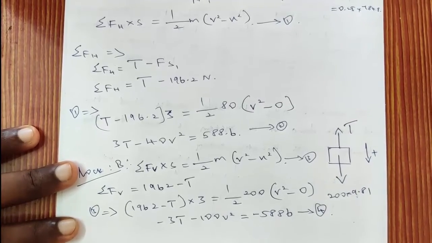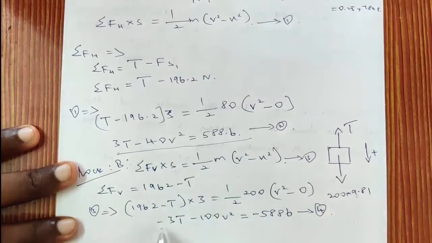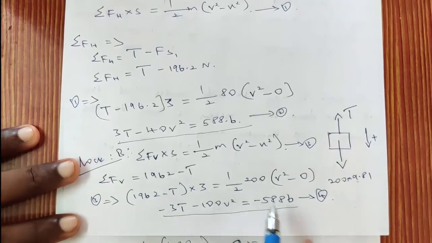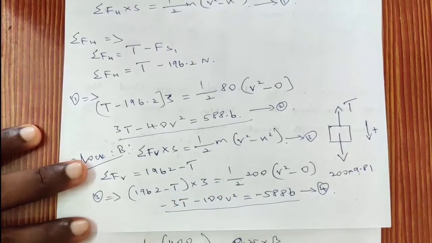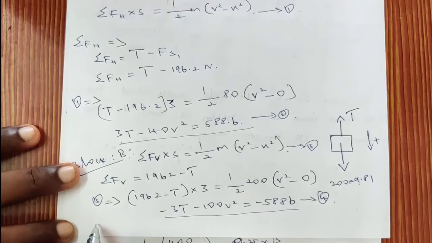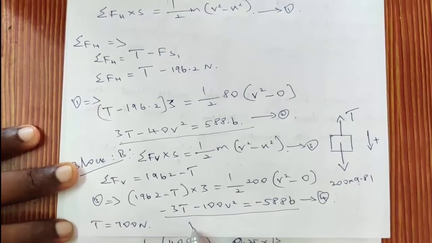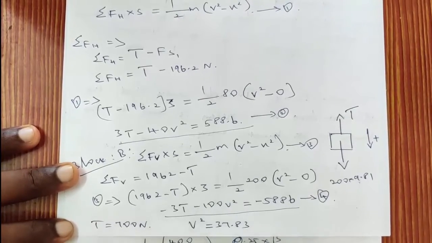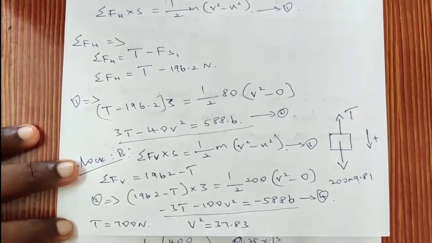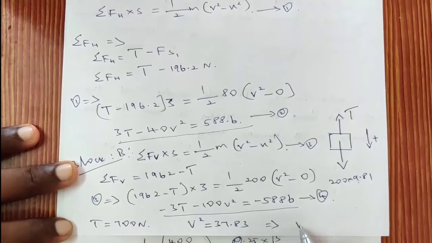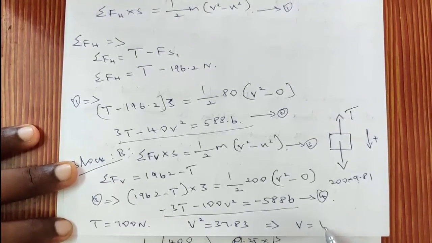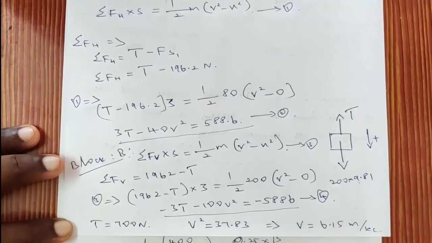Now we have two equations and two unknowns. If you solve these equations, finally you will get T is equal to 700 Newton and v square is equal to 37.83. From the v square we can calculate the value of v, that is v is equal to 6.15 meter per second. That's all.